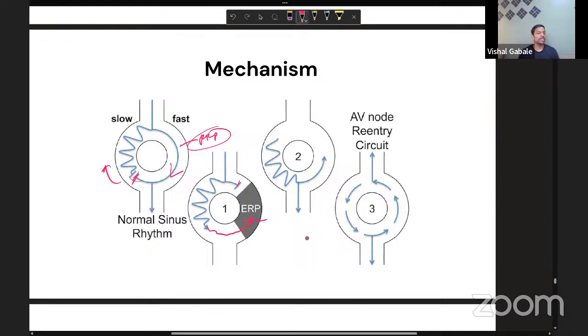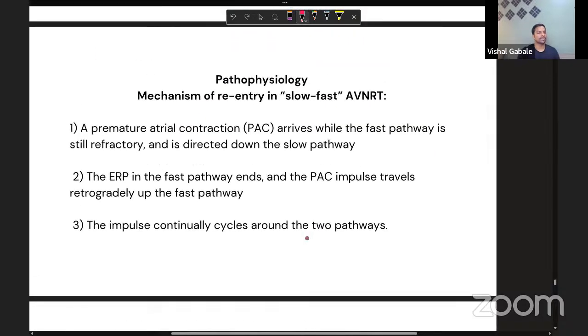Now, if the fast pathway is in the ERP, they pass and go over here, and because of this stimulus above the threshold level, there is development of a circuit in the AV node, which causes arrhythmia. As you can see, this passes up, and because of this there is circuit conduction, which leads to this AVNRT.